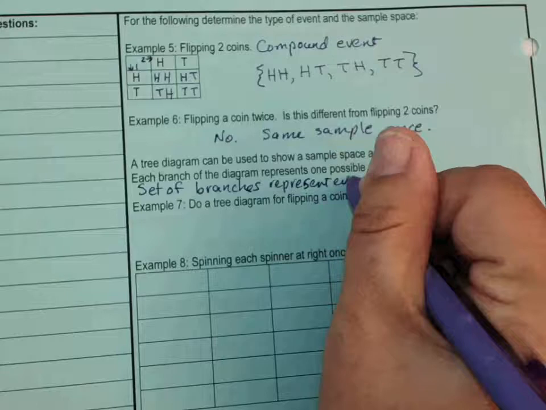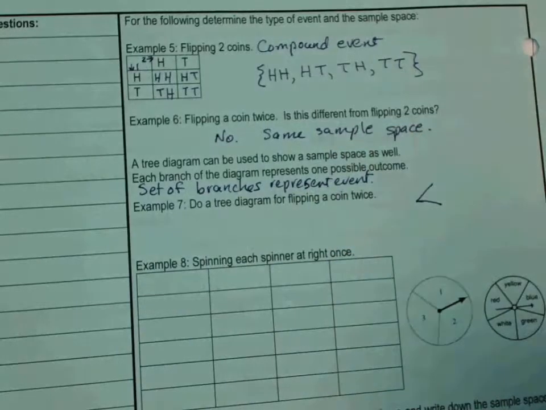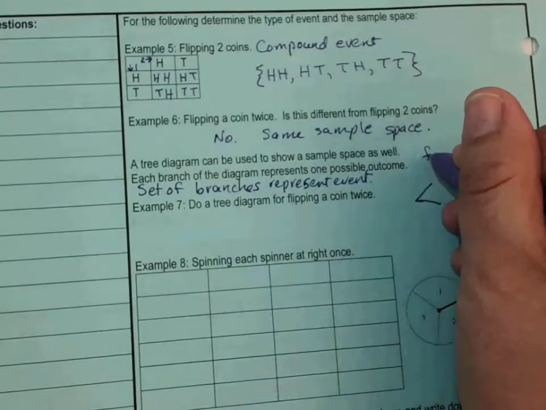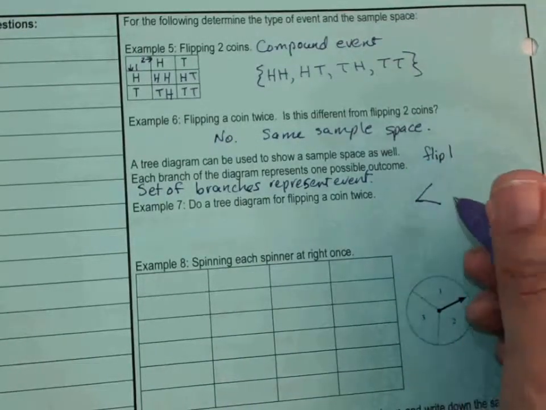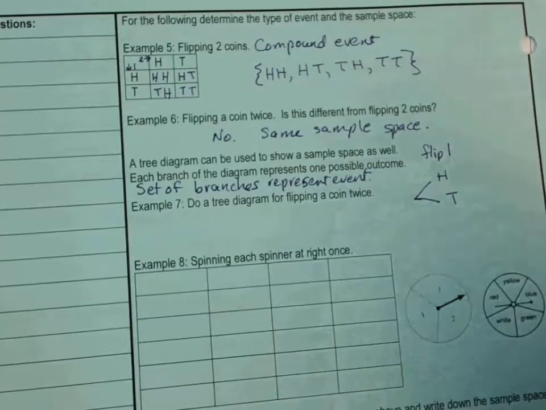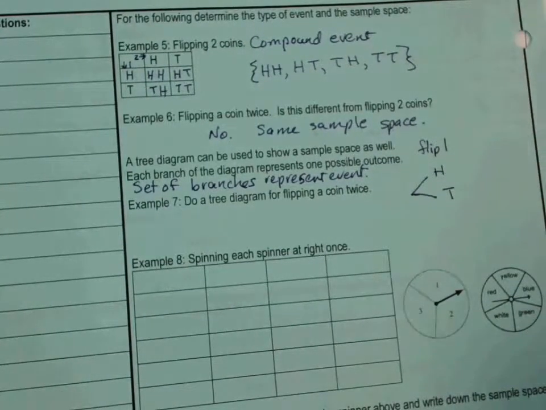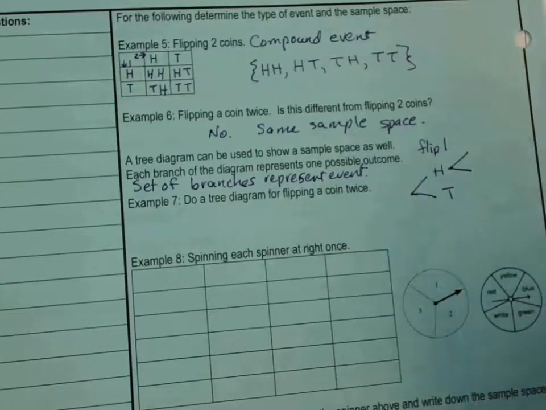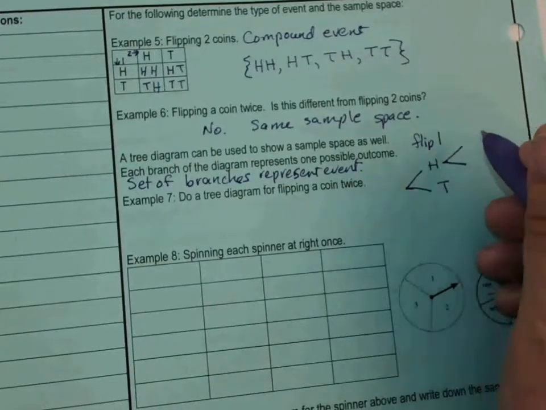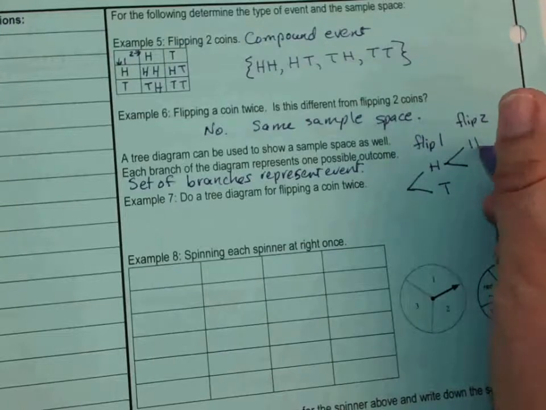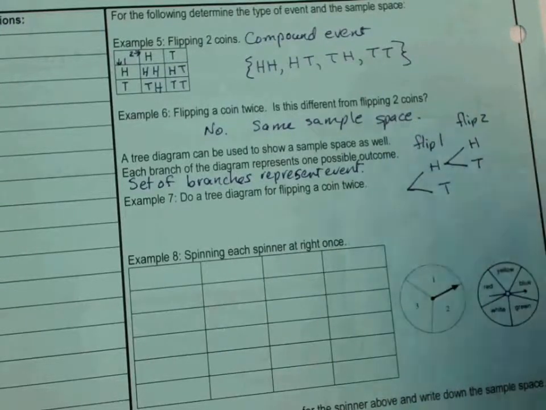So what is the first event? Is it heads? No, heads is an outcome. The first event is the first flip. So we'll call this flip 1. What are the outcomes for flip 1? Heads or tails, right? Now I'm going to go ahead and have another event. So this is a set of branches event. Hopefully you realize that's the right number of branches. And I'm going to have flip 2, which is heads and tails. Those are the 2 outcomes for the second flip.